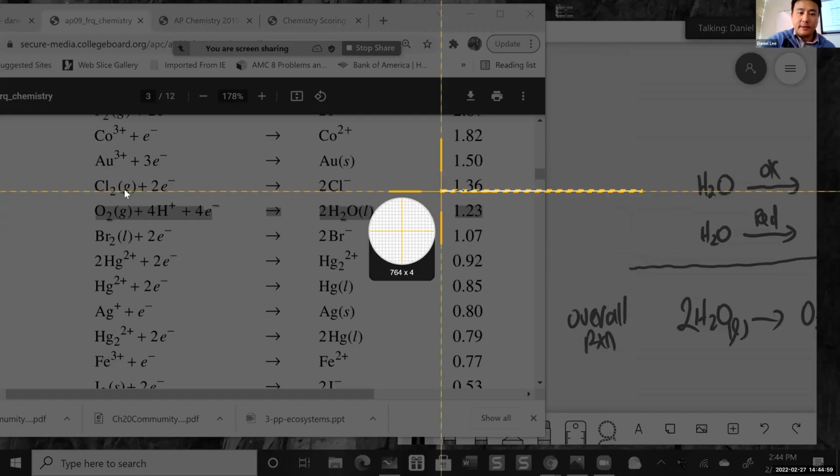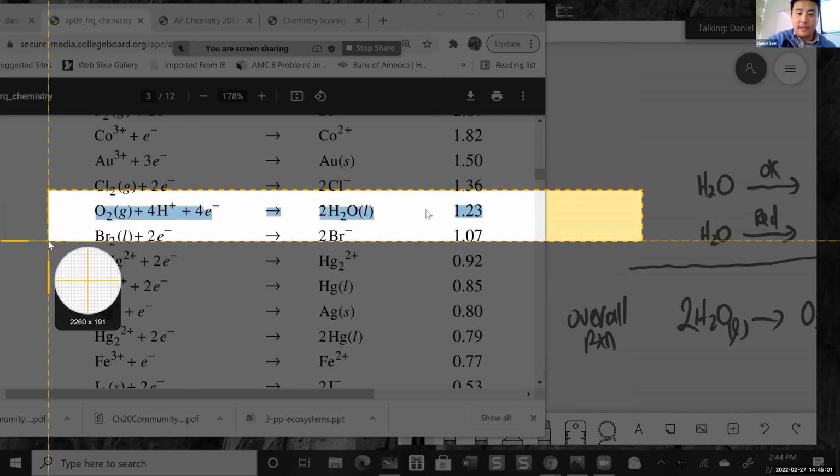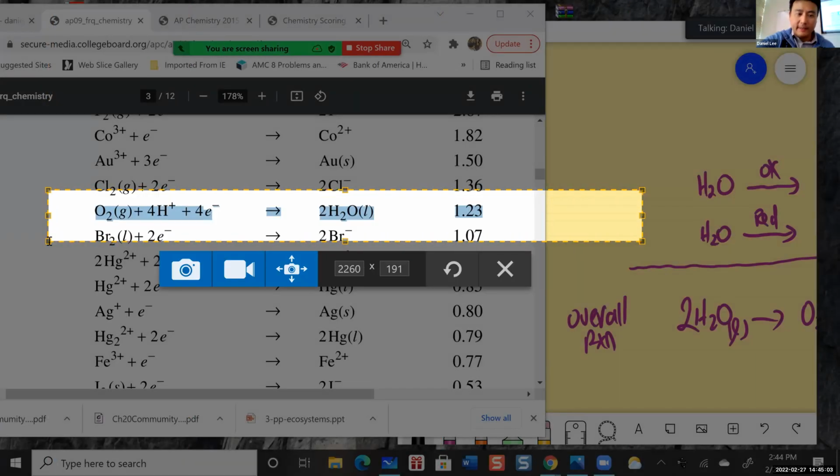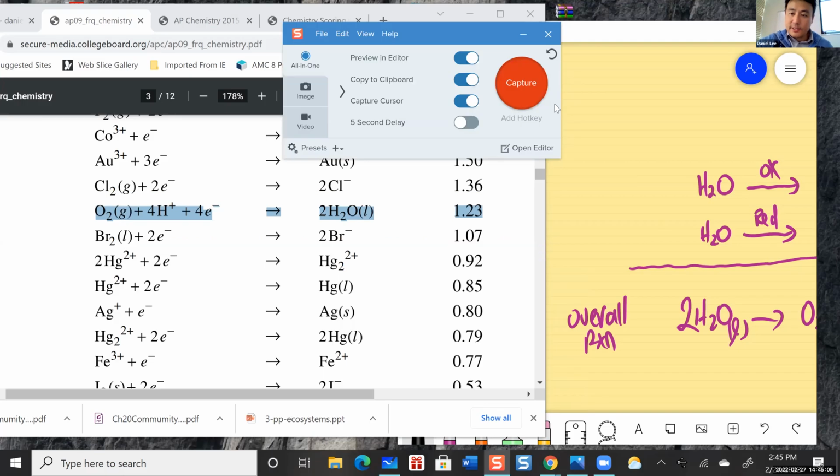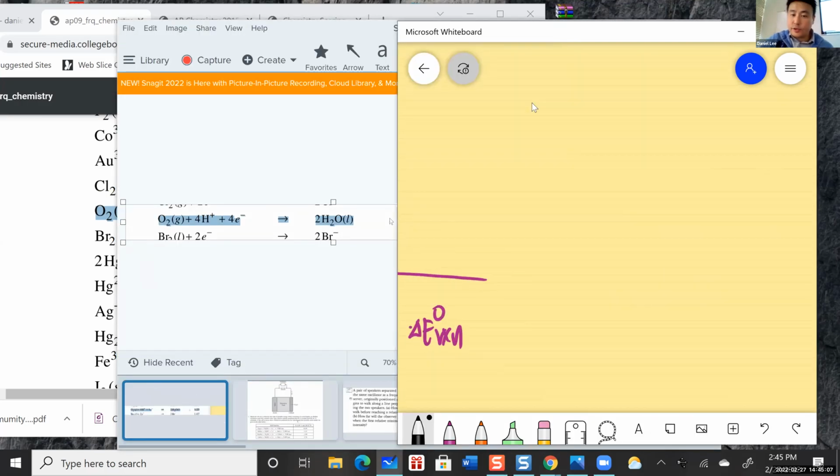Okay, now it's here. Okay, right here. Okay, I'm gonna write this. So this will be what you give it. This actually has to do with oxidation of water because there's no hydrogen. So it's nothing to do with reduction.